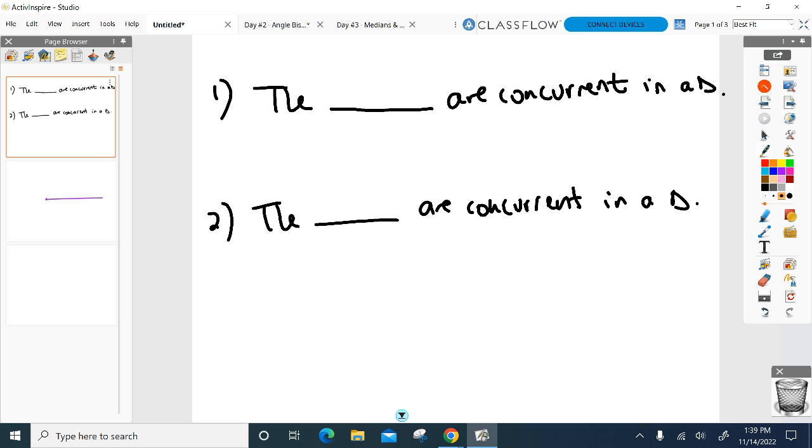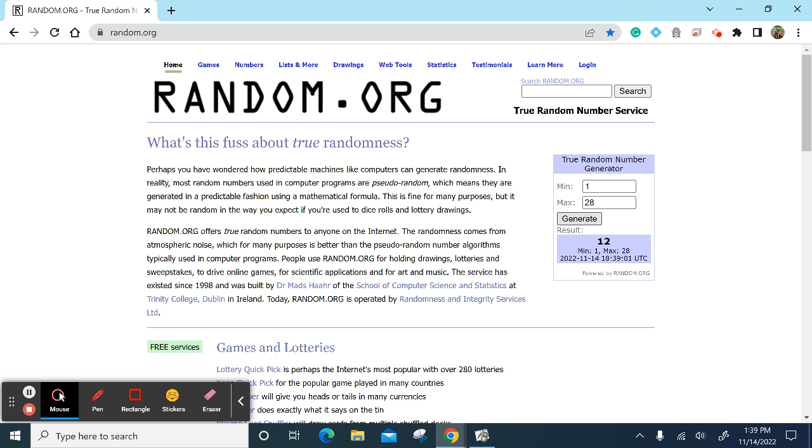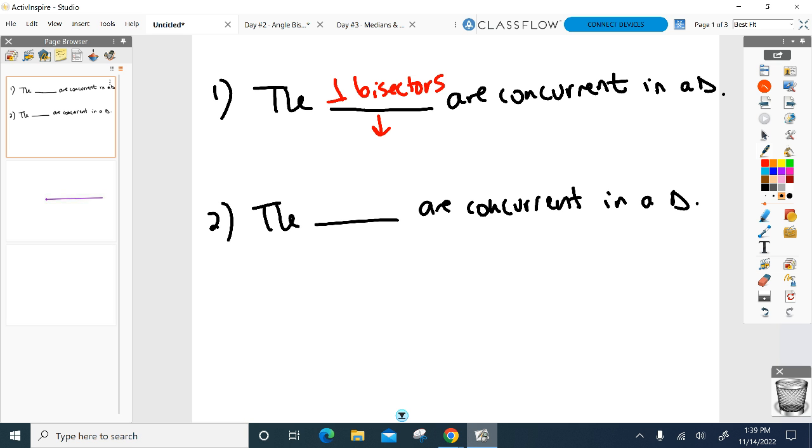Okay, let's start there. The perpendicular bisectors are concurrent. Here's where our mindset goes. Okay, yep, I got the perpendicular bisectors. That point's called the circumcenter. So where those three intersect is called the circumcenter, and I should know what about that circumcenter so I can do this problem.